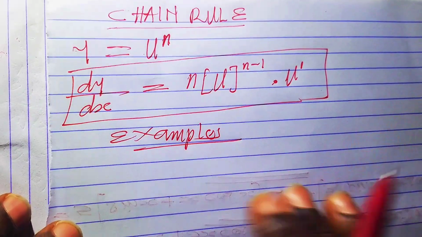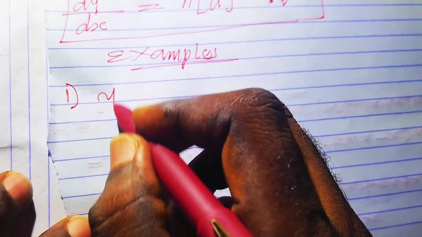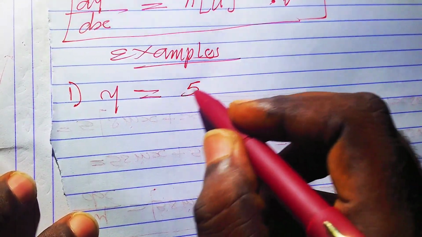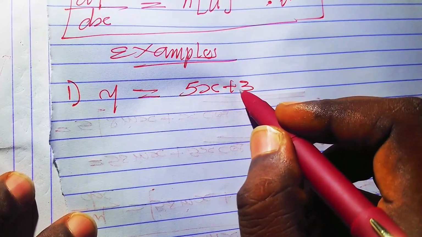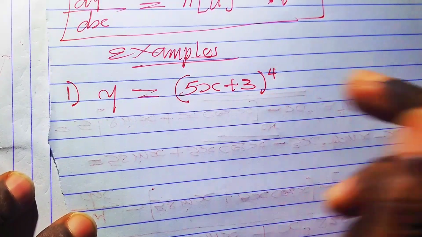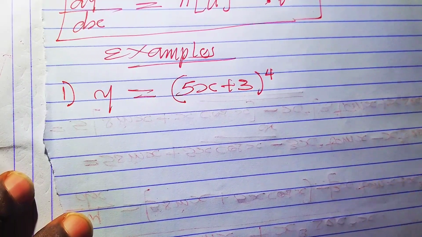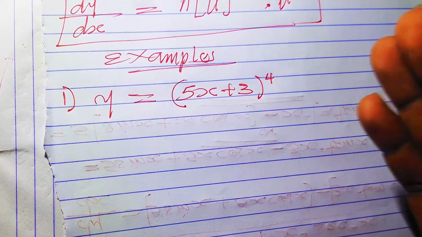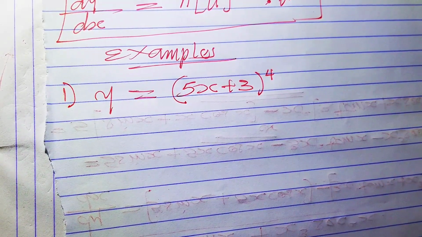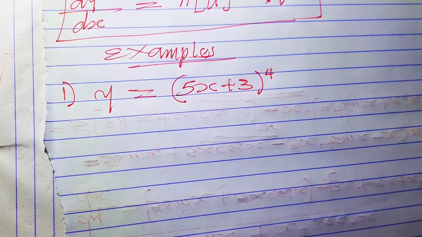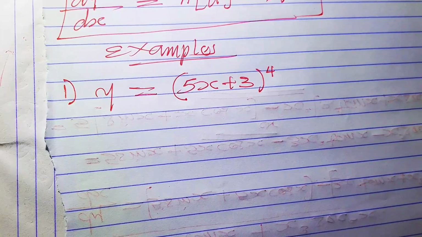Examples of chain rule. The first question here: if y equals (5x + 3) raised to the power of 4, if you take a look at this, it's going to be more complex if you're writing it out like 5x + 3 times itself in 4 places. That's going to be rather too cumbersome. So this is where chain rule comes in.